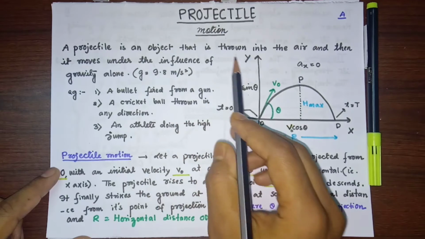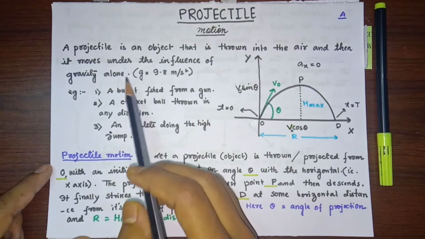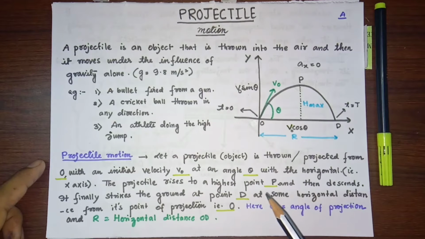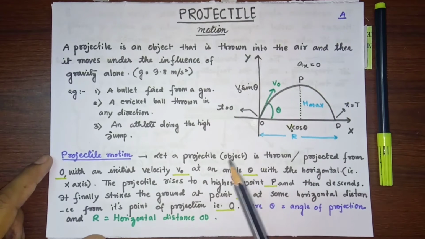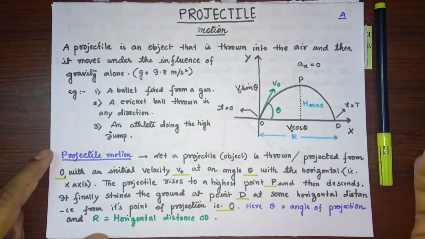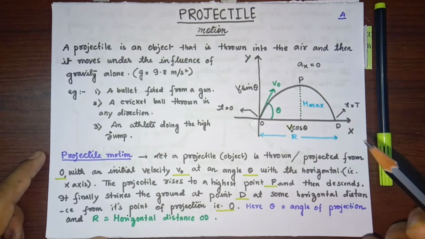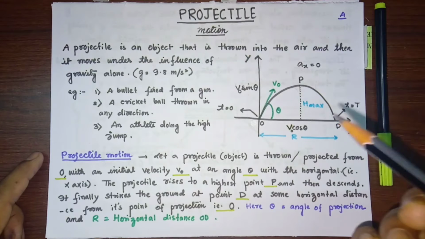A projectile is an object that is thrown into the air and then moves under the influence of gravity alone. So what is a projectile? It is any object that is thrown into the air. If it moves only due to gravity, and no other external force acts on it, it is known as a projectile.